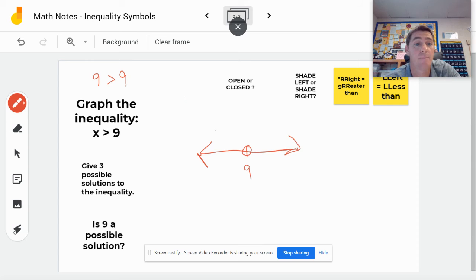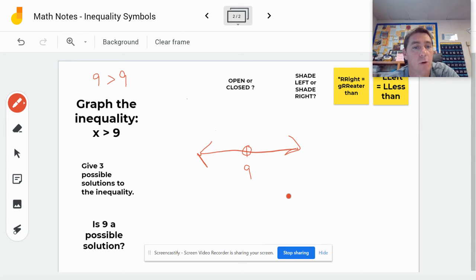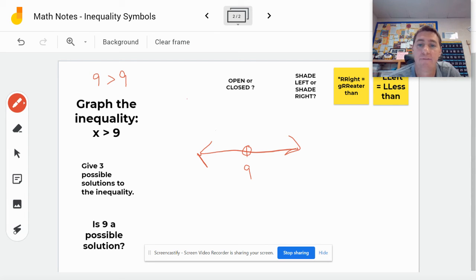And if they're the same number, then we should see an equal sign here, but we don't see an equal sign there, right? There is nothing there. So 9 is not greater than 9, which means 9 is not a solution, so I leave it open, okay? So open or closed? In this case, open. Do I shade left or do I shade right? Well, X is greater than 9. And when you say greater than, you shade to the right.